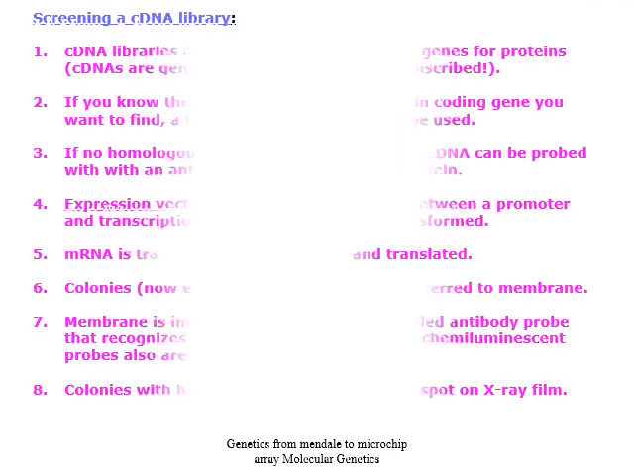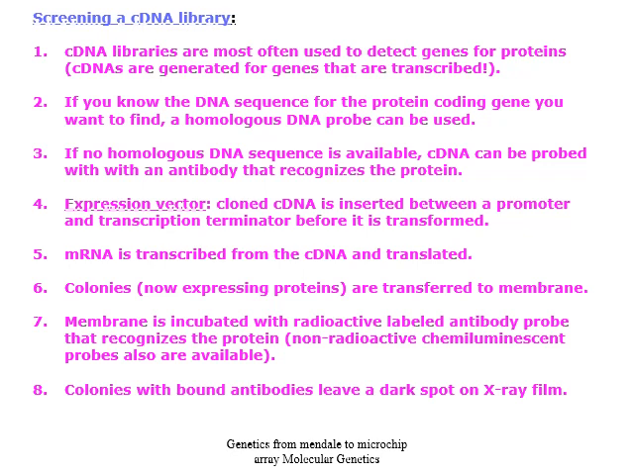Screening of complementary DNA. Complementary DNA libraries are most often used to detect a gene or protein, and are generated for genes that are transcribed. If you know the DNA sequence of the protein-coding gene you want to find, a homologous DNA probe can be used. If no homologous DNA sequence is available, complementary DNA can be probed with an antibody that recognizes the protein.